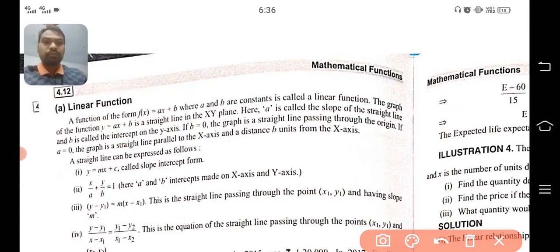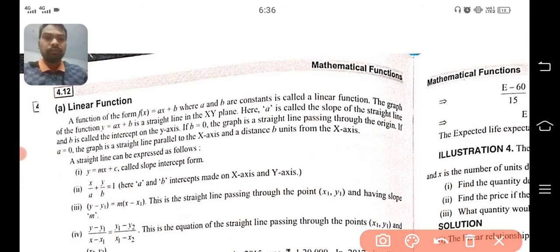So let's come to the different expressions of the linear function. Here the exponent of the variable must be 1, then only it will be a linear function. I have already talked about the linear function, quadratic function and cubic function in the different types of polynomial functions. So the linear function means the highest power of the variable is 1. Then only it is called a linear function.